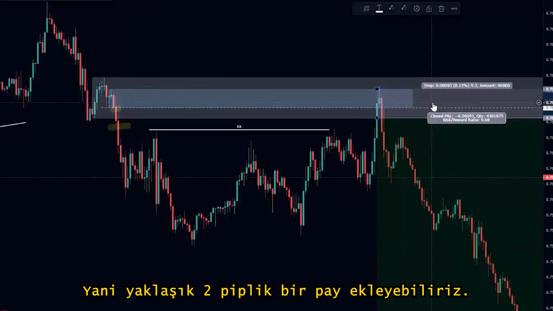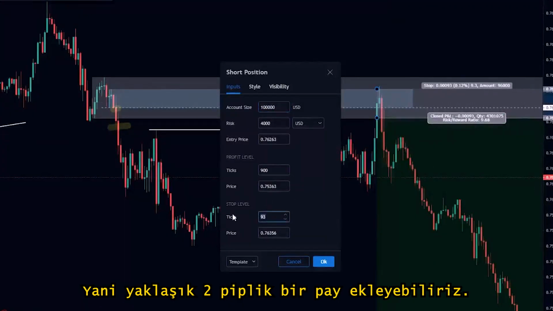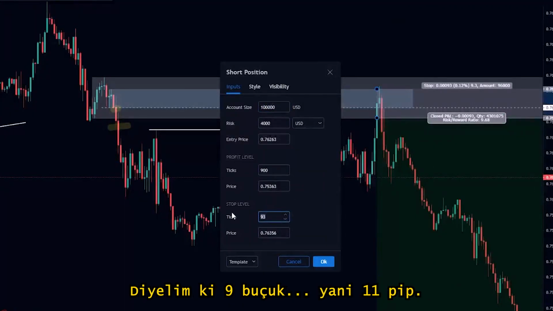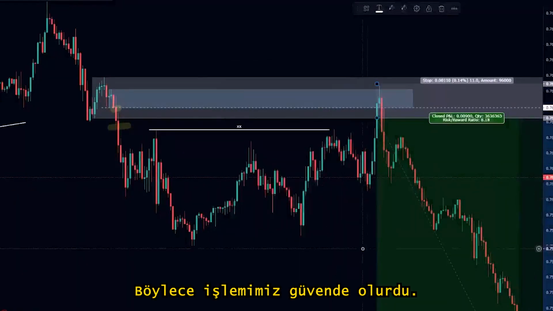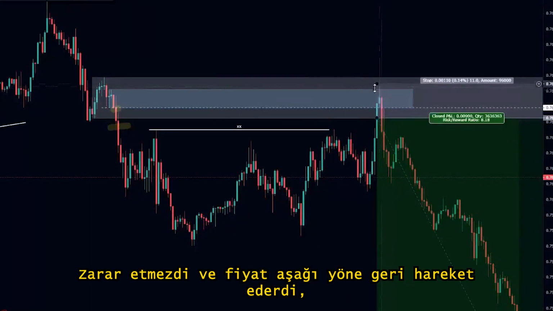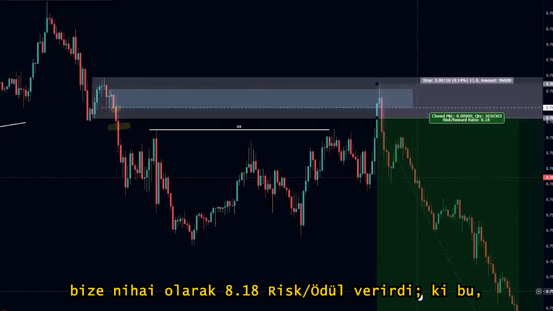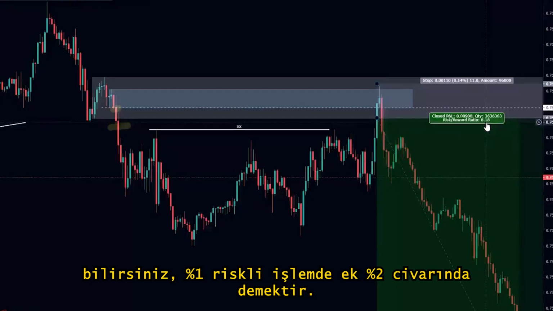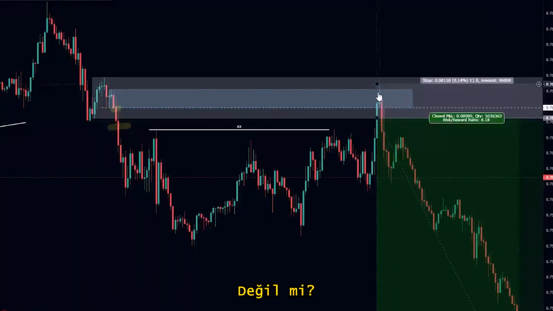So we can add a buffer of about 2 pips. Okay, so let's say 9.5, say 11 pips. Which our trade would have been safe. It wouldn't have been a loss, and price moving back down to the downside, giving us ultimately an 8.18 risk to reward, which is about 2 times, an additional 2% on a 1% risk trade.